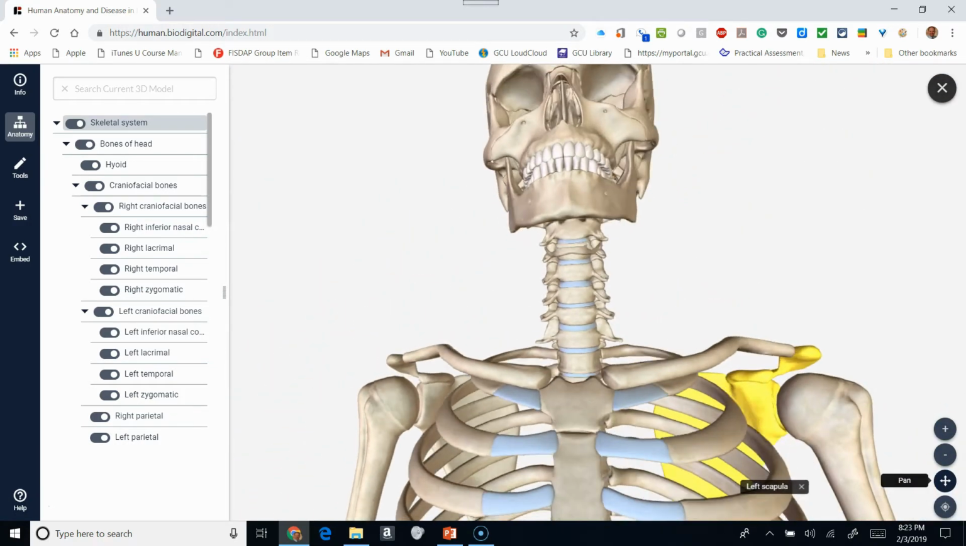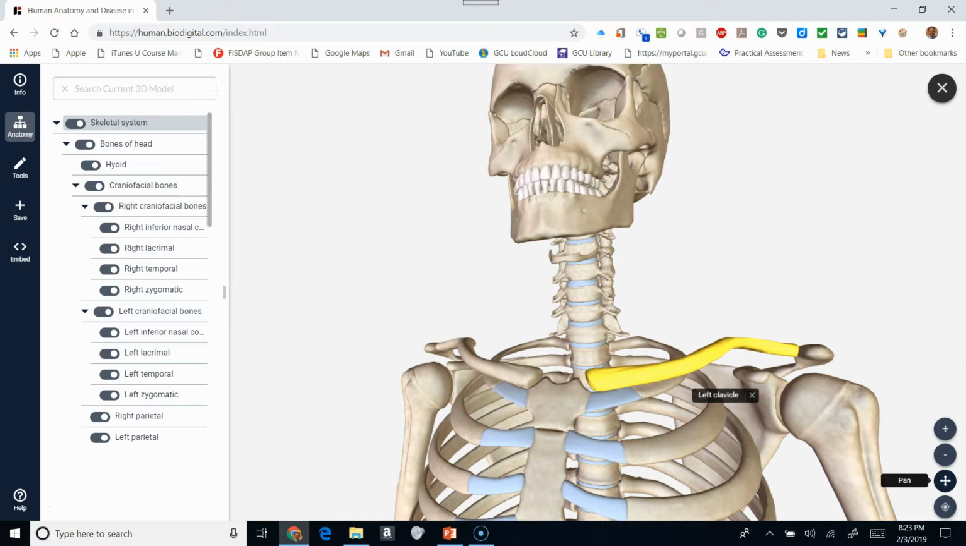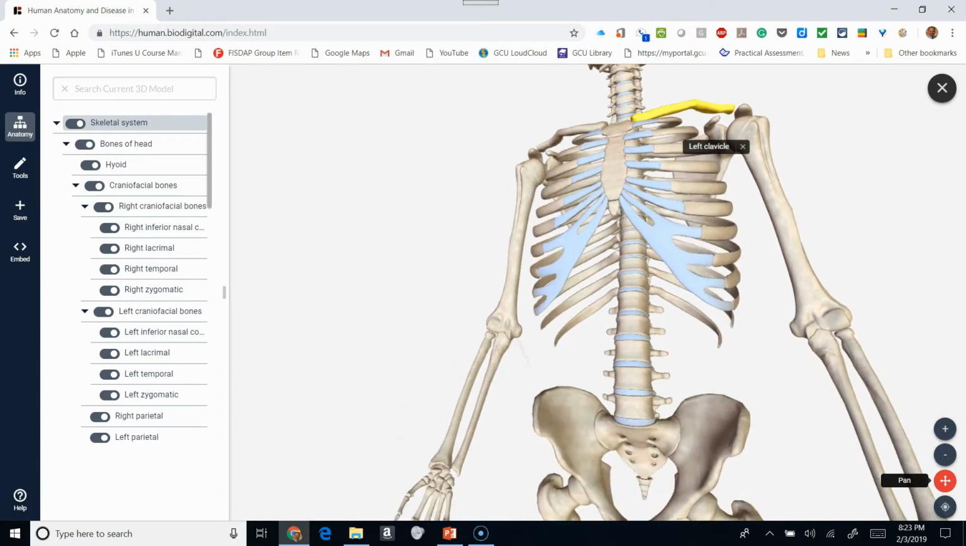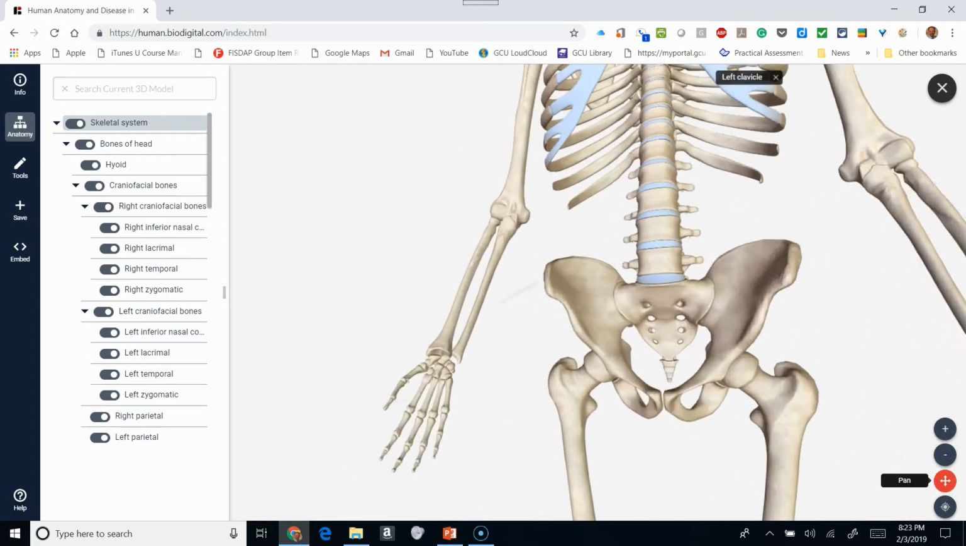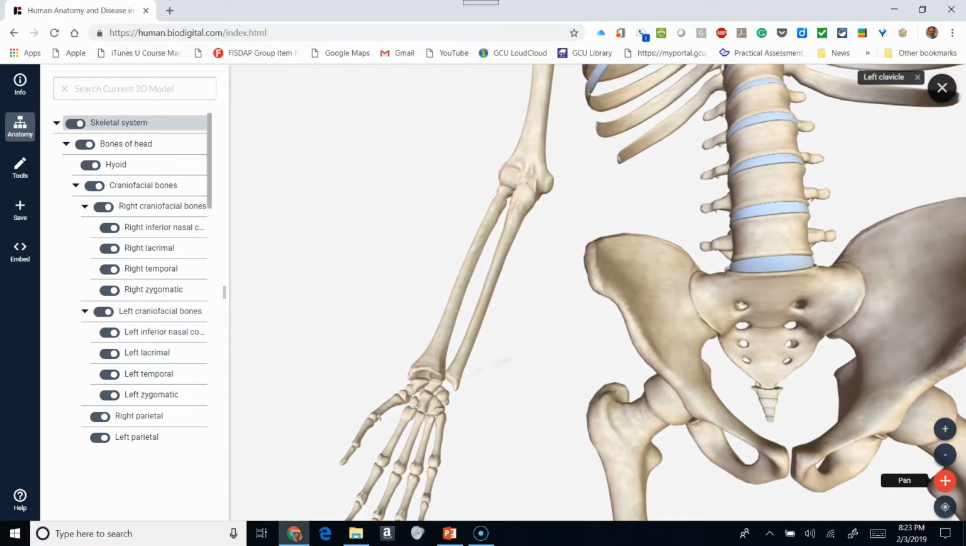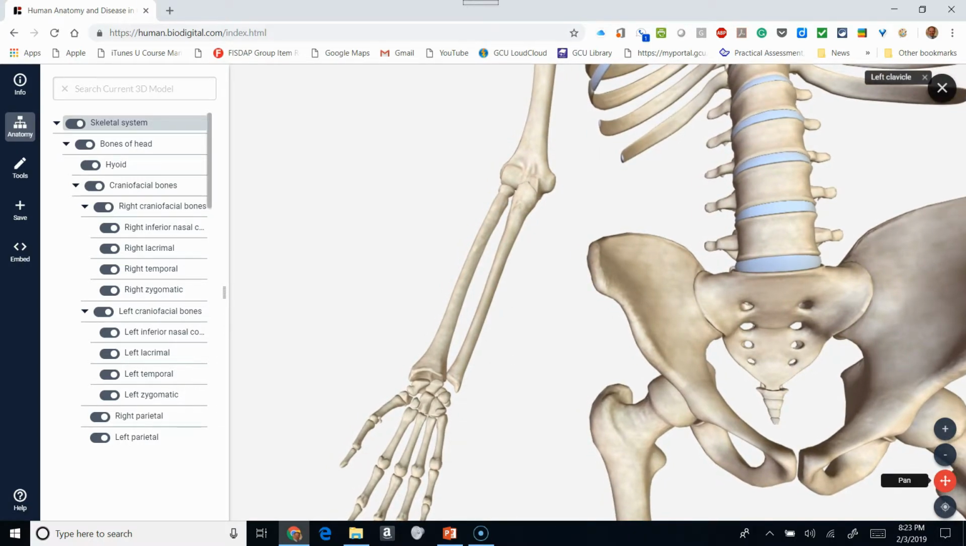Ooh, he's turning all over the place. Okay. And then, of course, there is our clavicle, and we have a left and a right clavicle as well. Okay. So we have those. And then, of course, one of the things that we need to make sure that we do is that we check out the wrist. And we also are checking out the wrist and the hand.